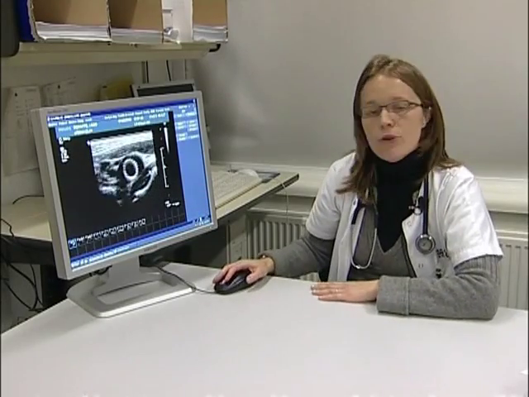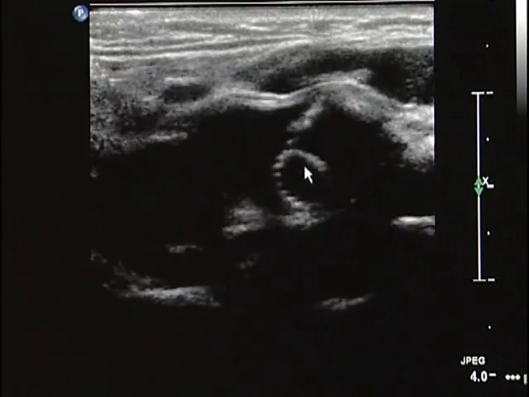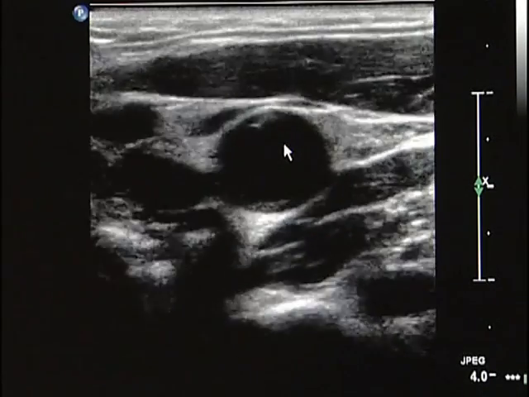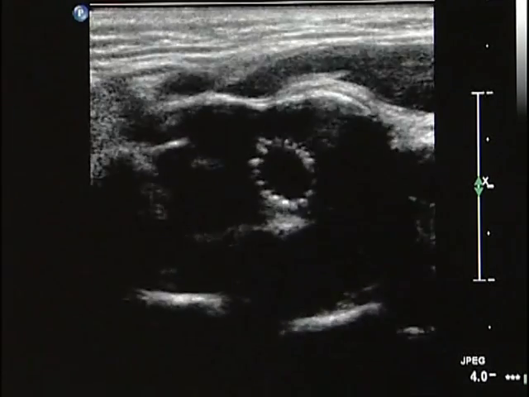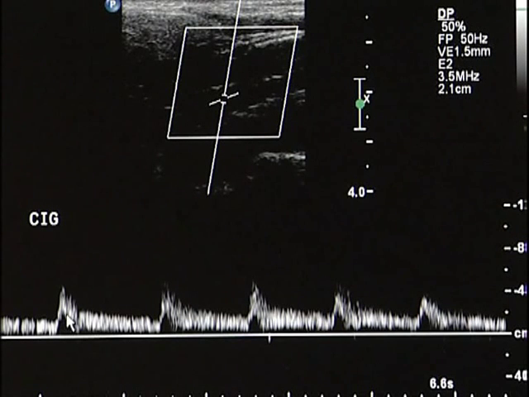So after the procedure, we see the stents in the left internal carotid artery. And with pulse Doppler, you see that the flow is strictly normal, confirming the excellent result after the procedure.